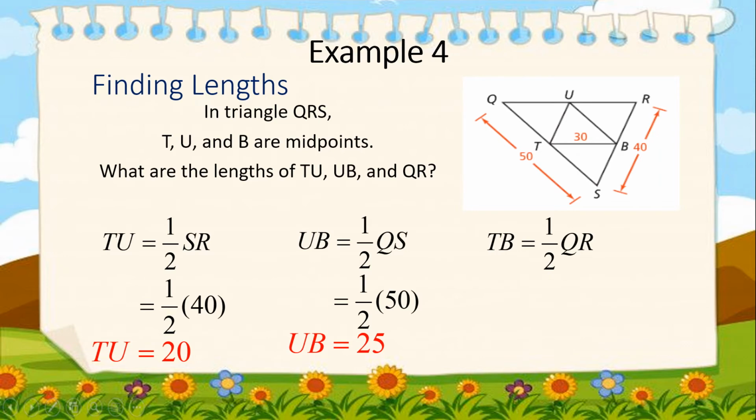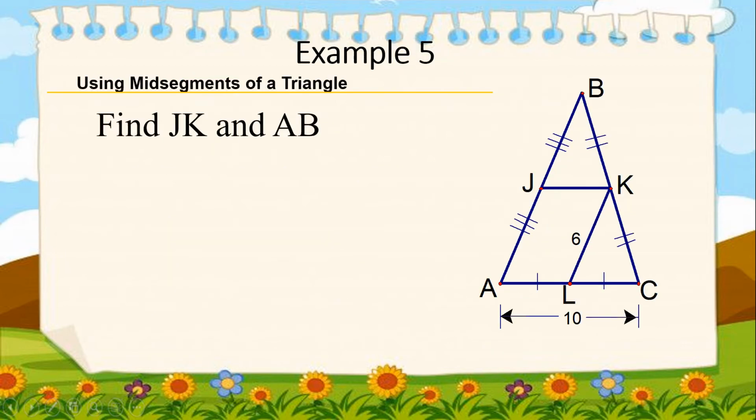Next, TB. TB is equal to 1/2 of QR. So we are asked to find the length of QR, given that the length of TB is 30. So if we substitute, TB is equal to 1/2 of QR. TB is 30, so we have 30 is equal to 1/2 of QR. By cross multiplication, we're going to have QR is equal to 30 times 2, and that is equal to 60. Therefore, the length of QR is 60.